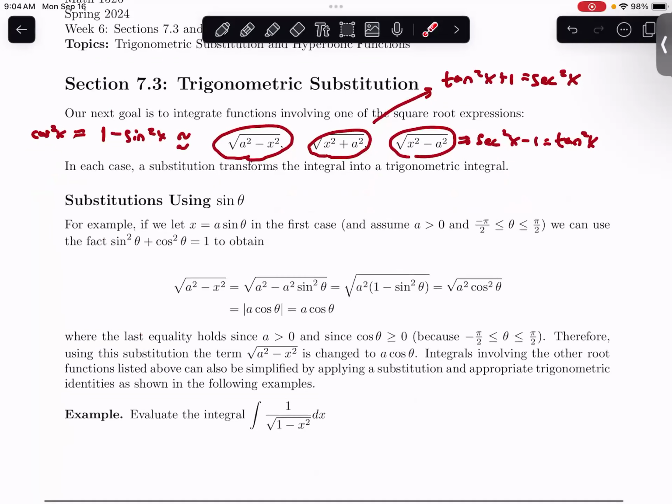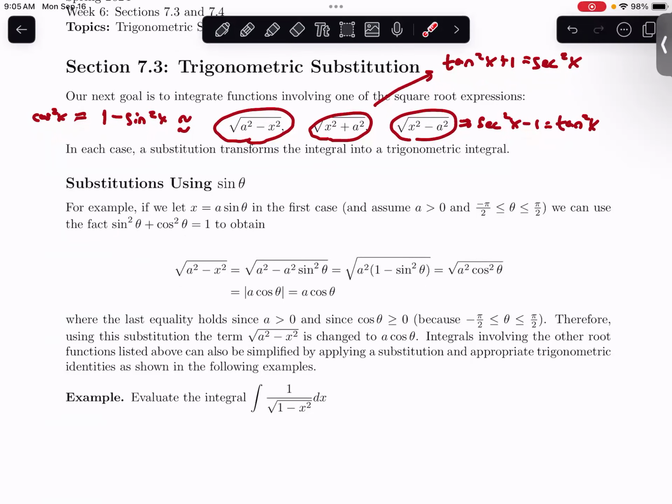First we'll focus on substitution using sine theta. If we look at this first case where we have the square root of a squared minus x squared, and we let x be equal to a times sine theta, we're making some further assumptions. We're going to assume that a is greater than 0, and that theta is between minus pi over 2 and pi over 2. We can use the fact that sine squared theta plus cosine squared theta is equal to 1 to obtain the following.